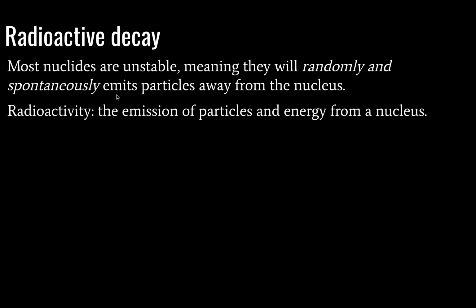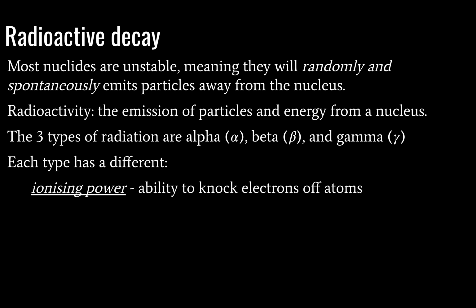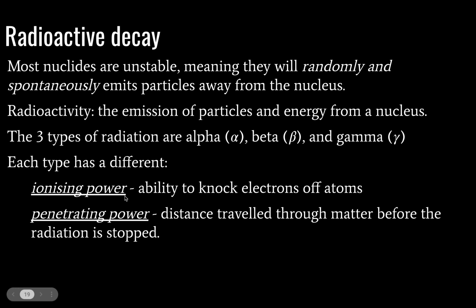So that brings us to this word, radioactivity, which you have certainly heard before. Okay, so radioactivity is just the emission of particles and energy from a nucleus. Simple as that. We have 3 types of radiation. There are alpha, beta, and gamma. Woo woo. I was right. That is a gamma. Each type will have a different ionizing power and penetrating power, and that's it. Ionizing power is the ability to knock electrons off of atoms, and penetrating power is just the distance traveled through matter before the radiation is stopped.